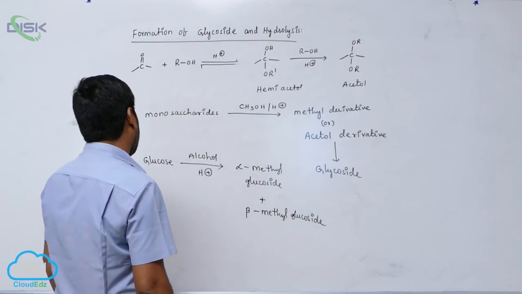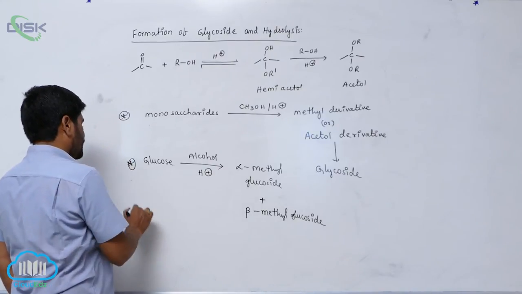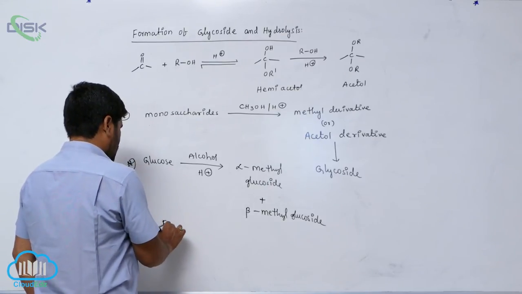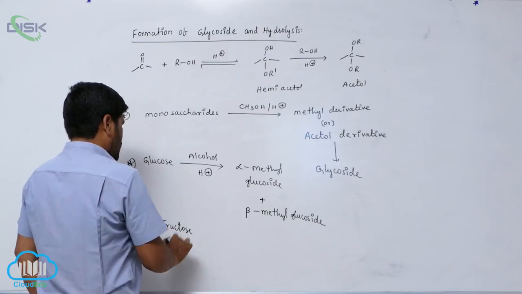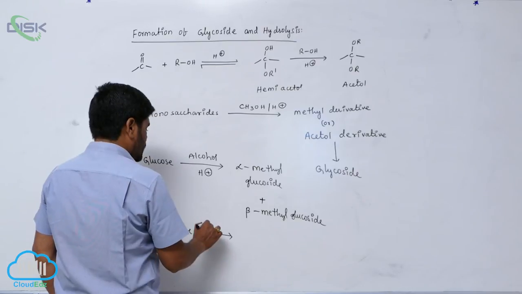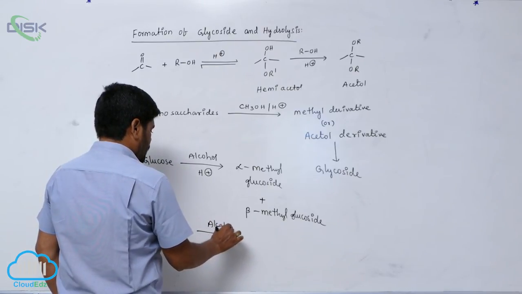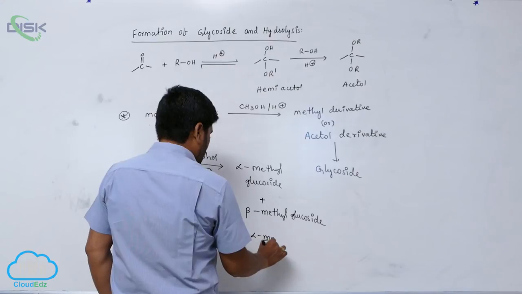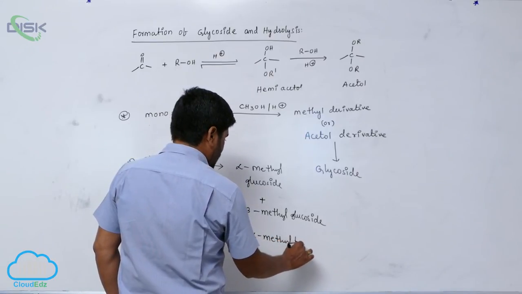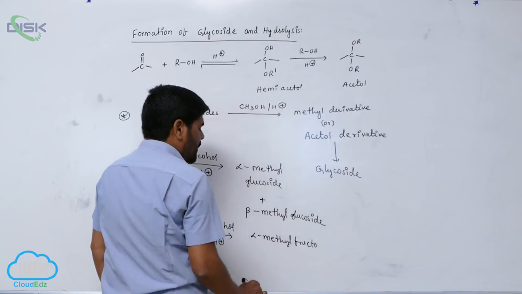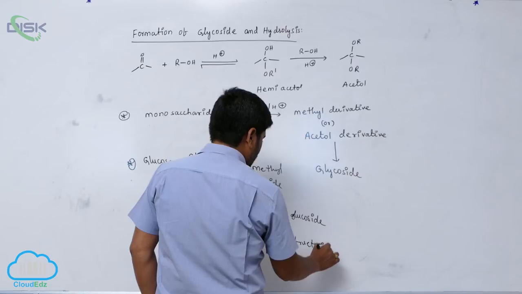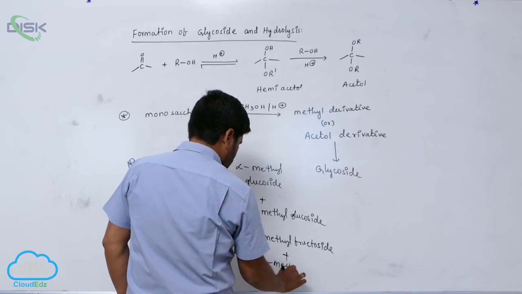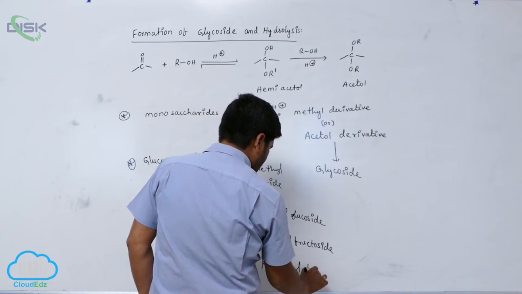In the same way, fructose reacts with an alcohol in presence of acid medium to form alpha methyl fructoside plus beta methyl fructoside.